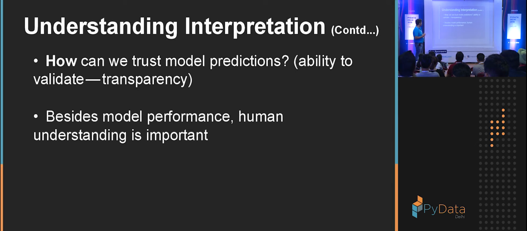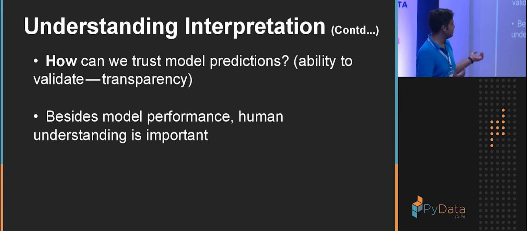Besides model performance, human understanding is important. As I mentioned, accuracy is not everything. In many cases, it all depends on, apart from accuracy, how interpretable your models are.